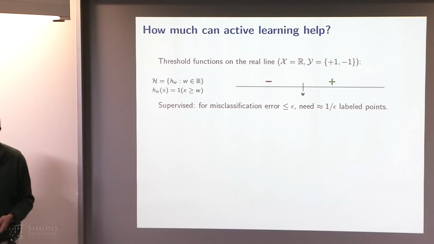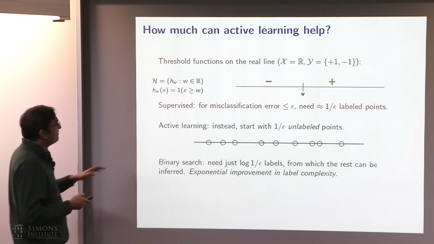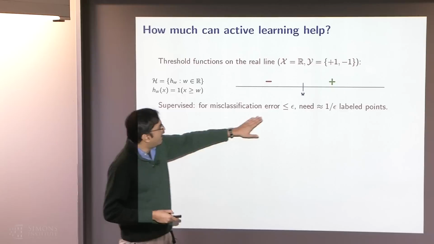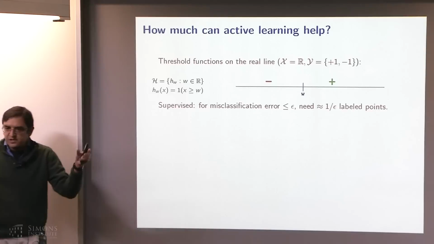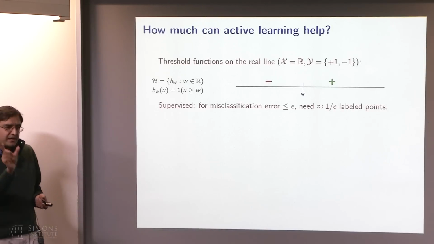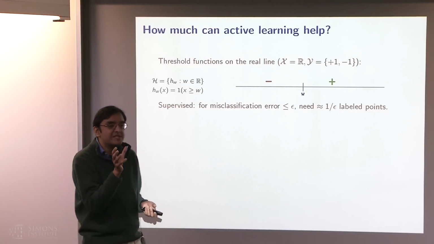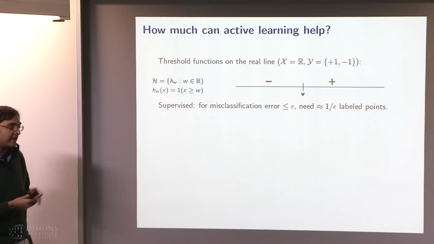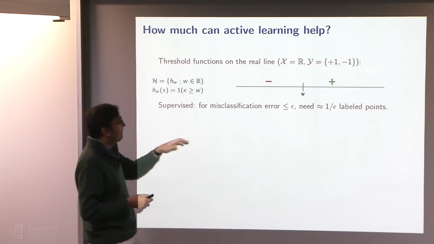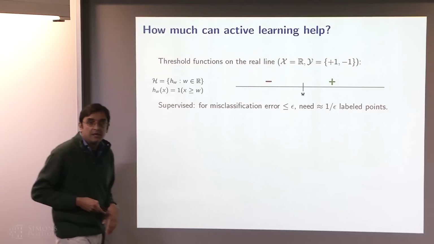Okay, so we're just looking for one number, and we know from generalization theory that if you want error epsilon, you need about 1 over epsilon labeled points. Because if you have 1 over epsilon points, then the probability mass between consecutive points is about epsilon. And so you can estimate the right threshold within an error of epsilon. Okay, so this is how much we need for supervised learning.